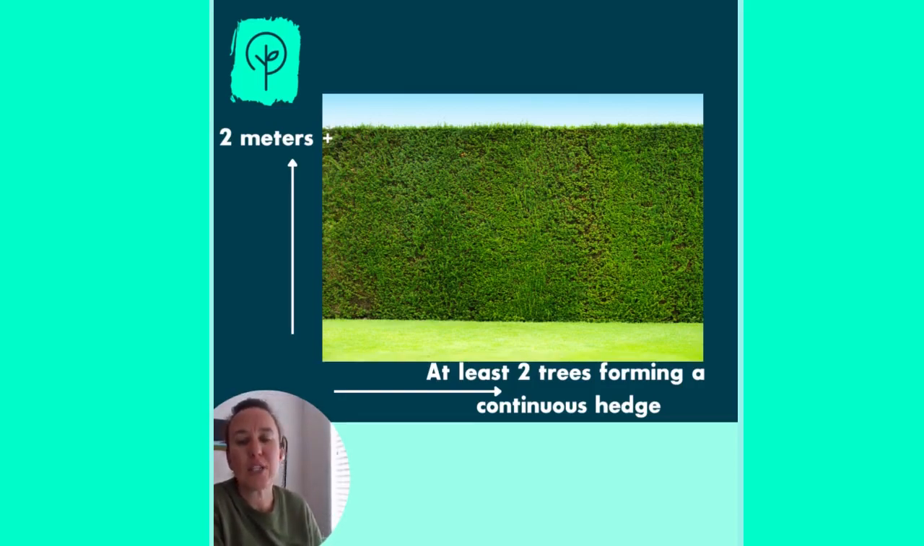So when does a hedge actually fall under this complaint mechanism? A hedge is deemed to be at least two trees in a continuous hedge line, whether that's either straight or curved, and at a height in excess of 2 meters. So one neighbour may complain against the other neighbour because the hedge is too high, and they need to be saying in response to that, the hedge height is affecting their reasonable enjoyment of their property.